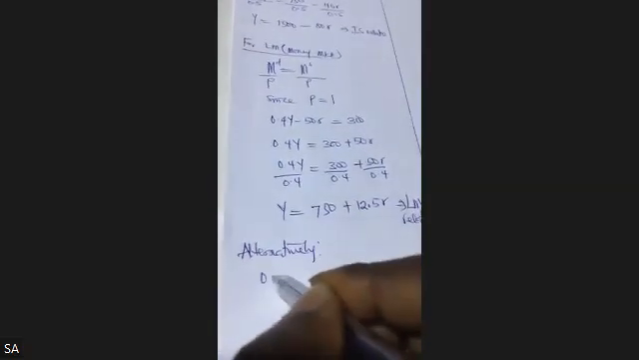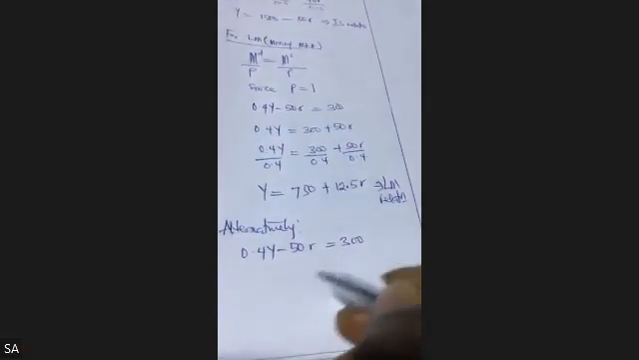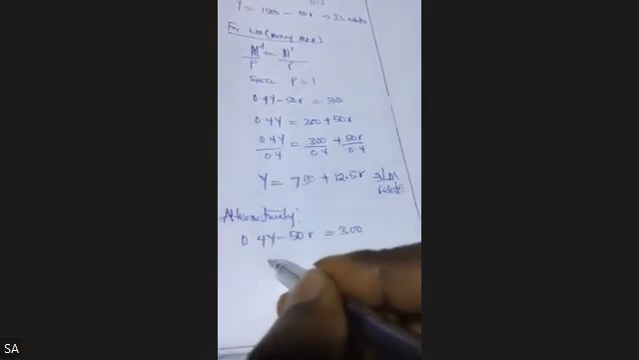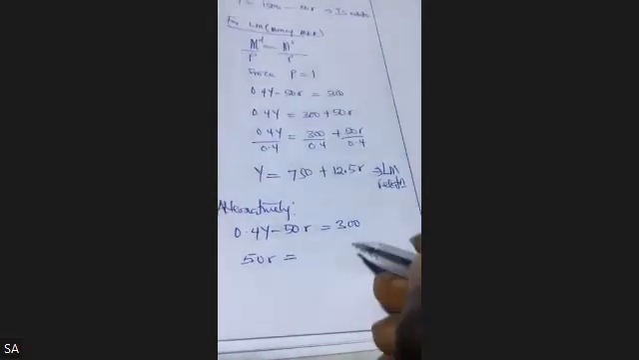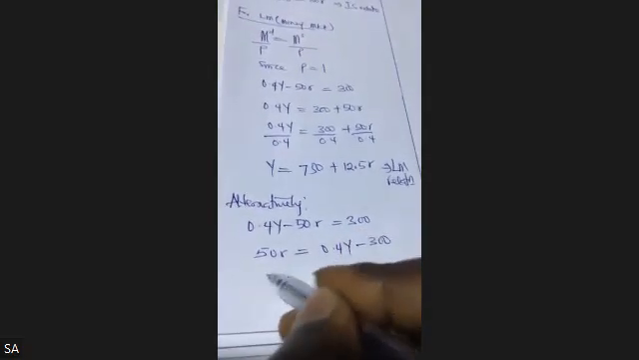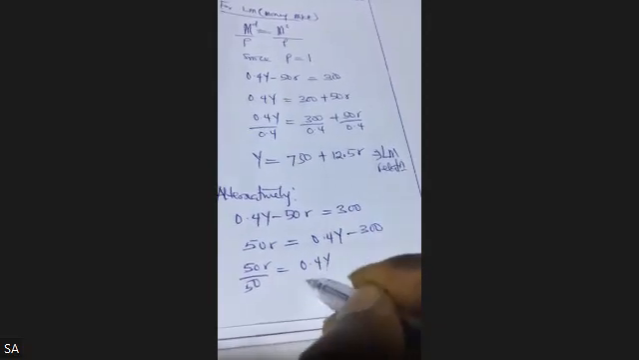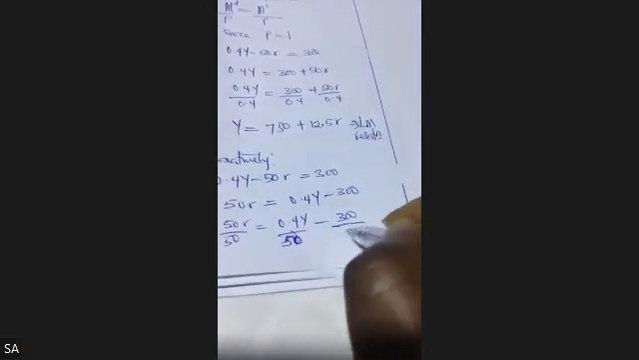so we have from here 0.4y. Please follow me. 50r equals 300. So bring 50r out to this other side. So we have 50r equals 0.4y minus 300. So you divide through by what? 50. Divide through by 50. So this is 50r over 50 equals 0.4y over 50 minus 300 over 50. So please help me out.